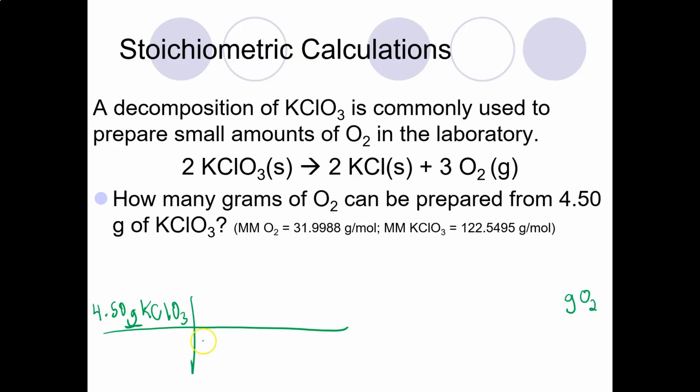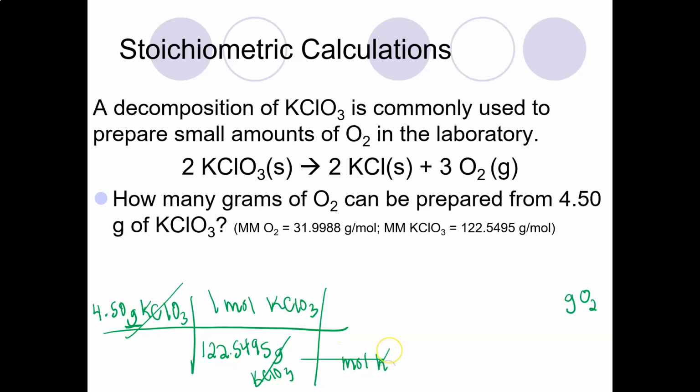So looking up in the question, we were told that was 122.5495 grams of potassium chlorate in 1 mole of potassium chlorate. Grams can cancel. All right, I know I'm not finished because my unit is moles of potassium chlorate and we're supposed to solve for grams of oxygen. So I know I need to cancel out moles of potassium chlorate, whatever unit factor I choose, because that's the unit that I need to cancel out.